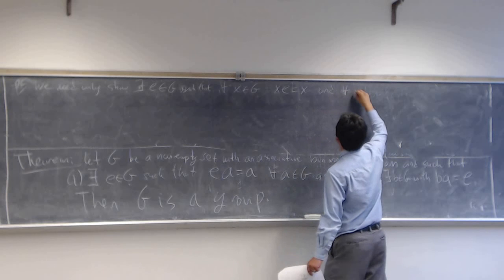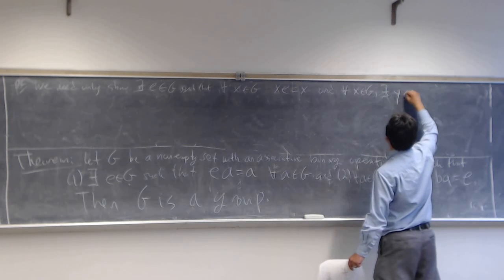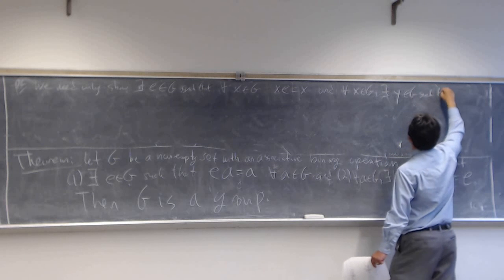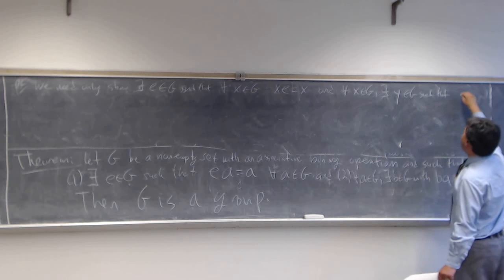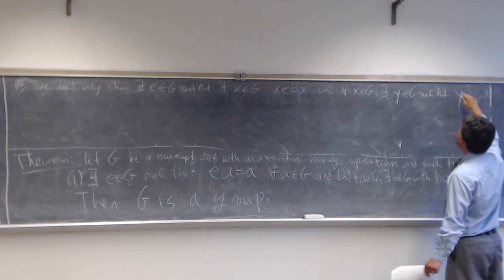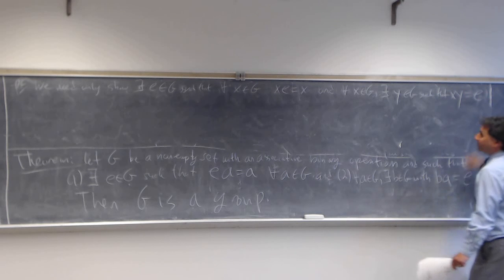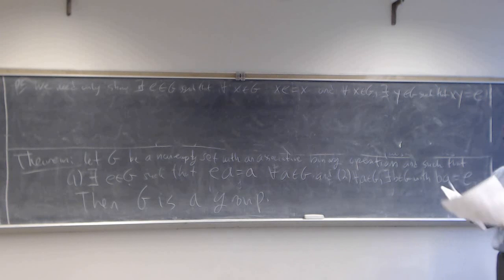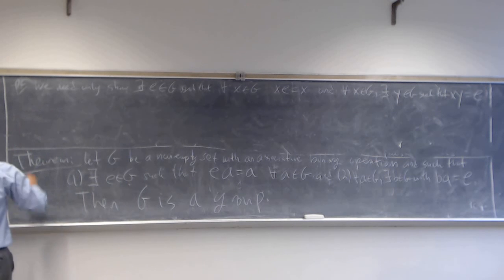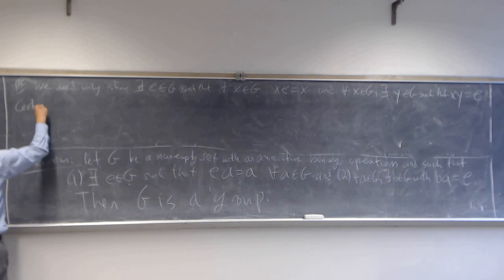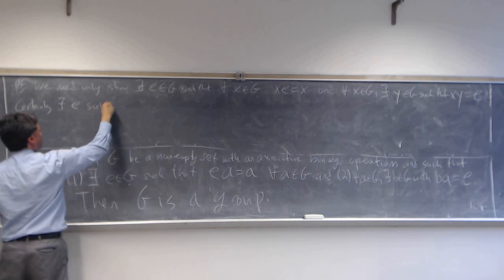And for all X in G, there exists a Y in G such that, again, we know Y is going to be a right inverse. We know by assumption X has a left inverse, but in fact it has a right inverse. Okay, so let's take a look at this.